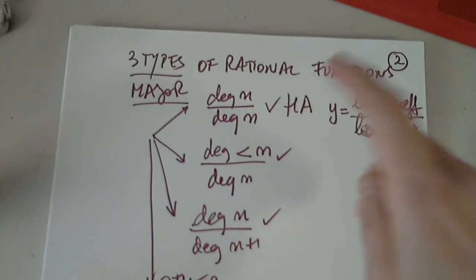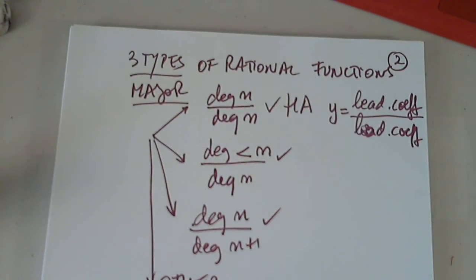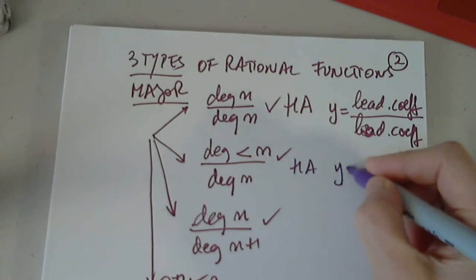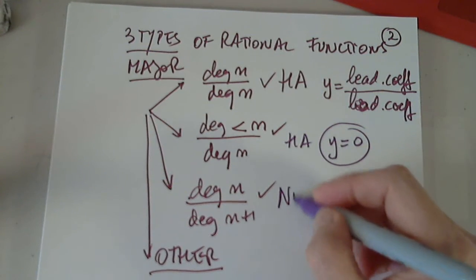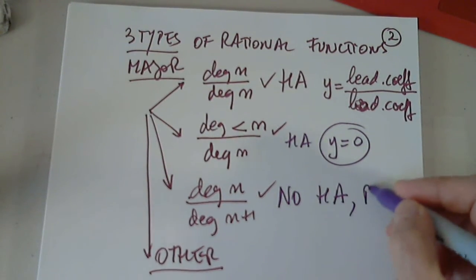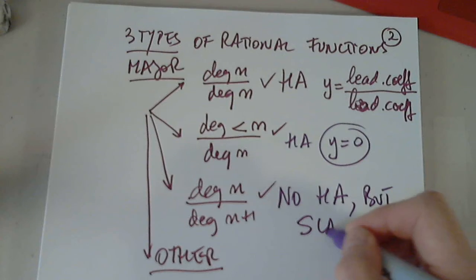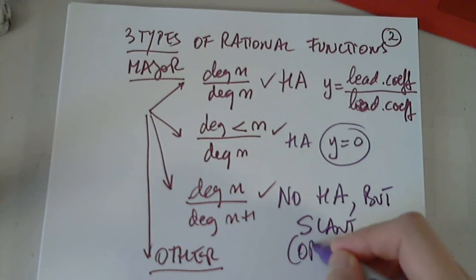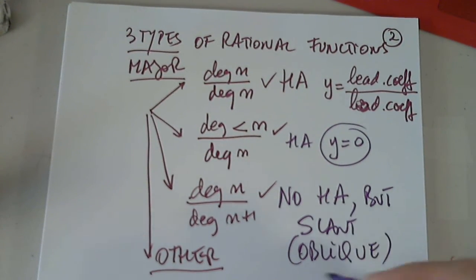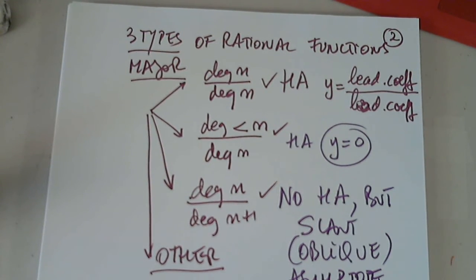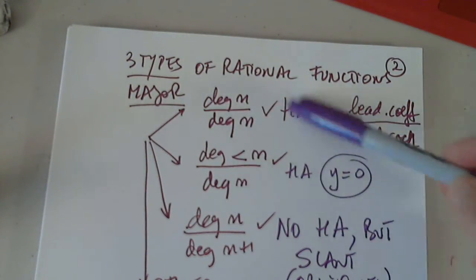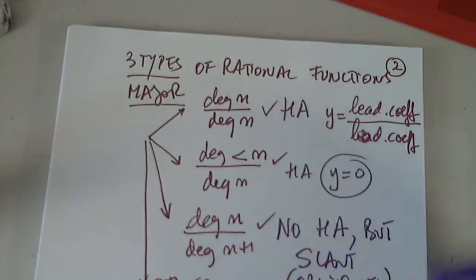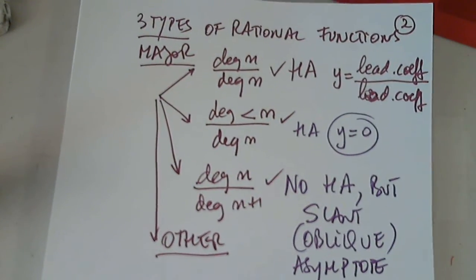This one has a horizontal asymptote that's the leading coefficient over the leading coefficient. This one has the horizontal asymptote only and always 0. And this one has no horizontal asymptote, but slant, also called oblique asymptote. Okay, so I'm going to ask you to choose a problem like this because they are so similar, and a problem like that, or I will.